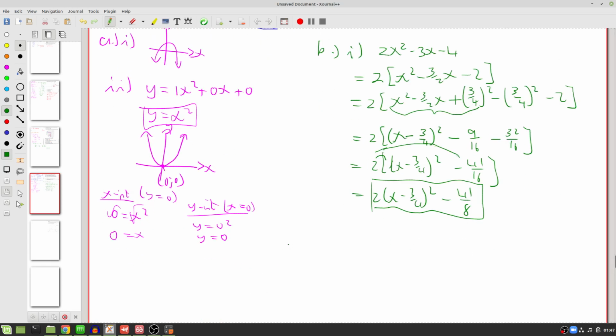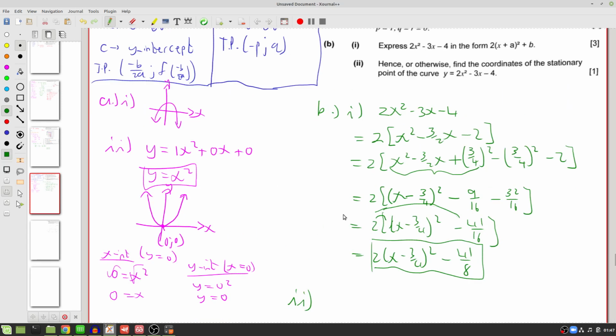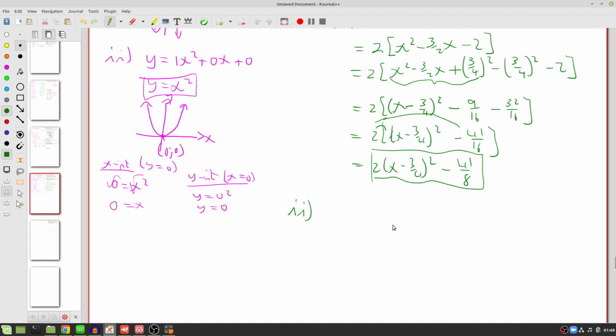And then the second part, B2, we're asked, hence or otherwise, find the coordinates of the stationary point of this curve. Okay, so if they say hence, we know we must use the previous answer. But they say hence or otherwise, so now we can use the previous answer, or we can do any other method we like. Okay, so let's do both methods, or not both, two of the many.